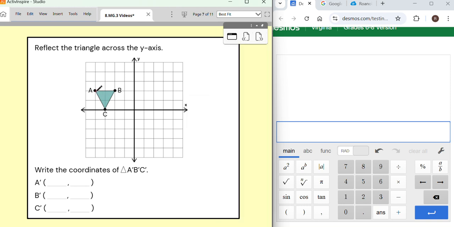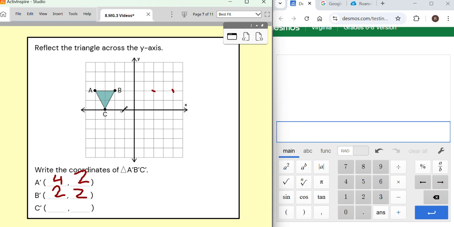Okay, so again, 1, 2, 3, 4. 1, 2, 3, 4, and that is A, which is 4, positive 2. So we're going to say 4, and then up, positive 2. Now let's do B. 1, 2, 1, 2. So this is B, which is positive 2, positive 2.